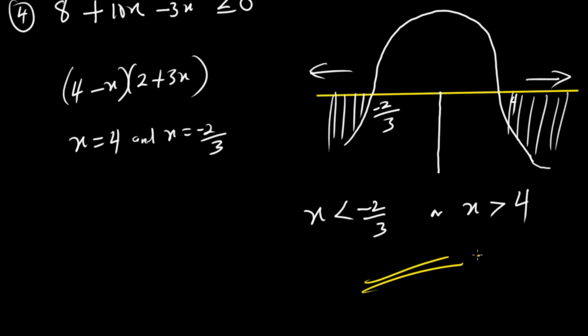So that's simply how we can solve quadratic inequality using the parabola method. Here, simply, this is going to have less than or equal to, and this is going to have greater than or equal to.